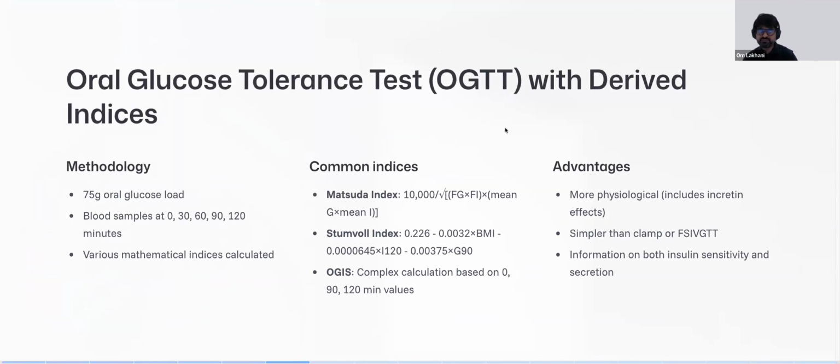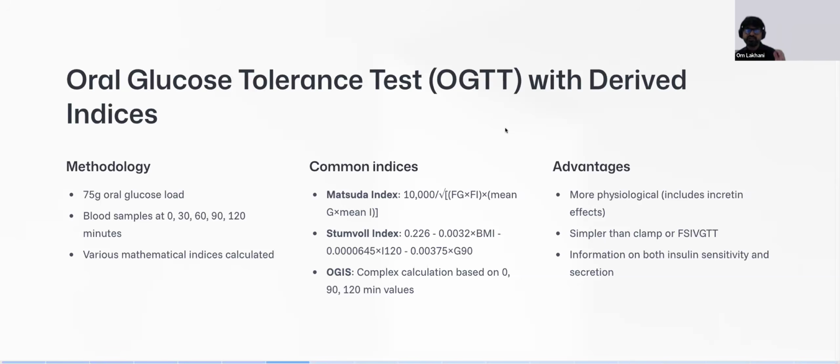Now, another test, which again is more theoretical and more useful in research, is called the oral glucose tolerance test with derived indices. In this test, just like you do an OGTT, you take a fasting sample, then give 75 gram of oral glucose and take samples at 0, 30, 60, 90 and 120 minutes. And along with the glucose, you also measure the insulin. In a standard oral glucose tolerance test, we just measure the glucose. Here, you're measuring the glucose as well as the insulin levels, right?